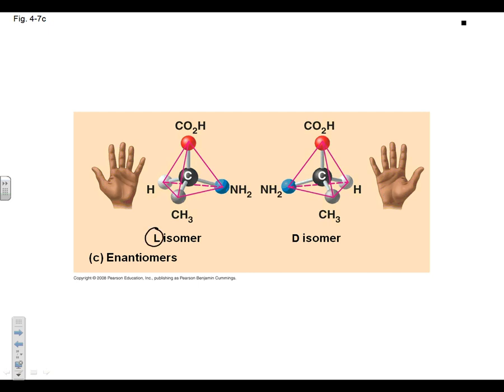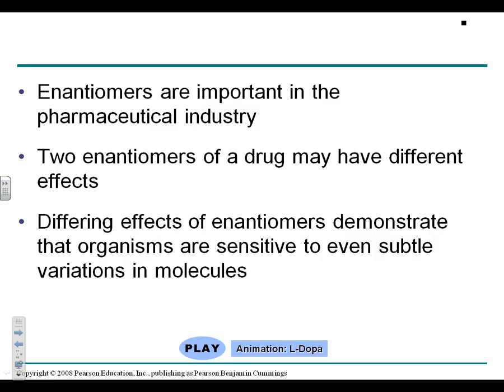They're also given the letters L and D in an enantiomer, depending on where the functional group is located. Now, enantiomers are important in the pharmaceutical industry. Two enantiomers of a drug may have different effects. Differing effects of enantiomers demonstrate that organisms are sensitive to even subtle variations in molecules.